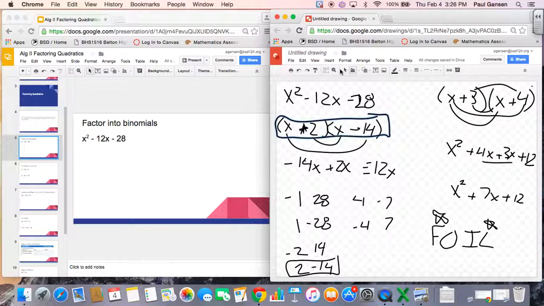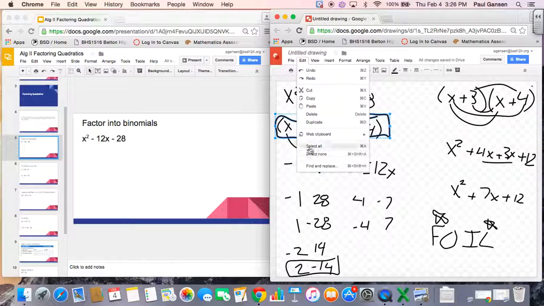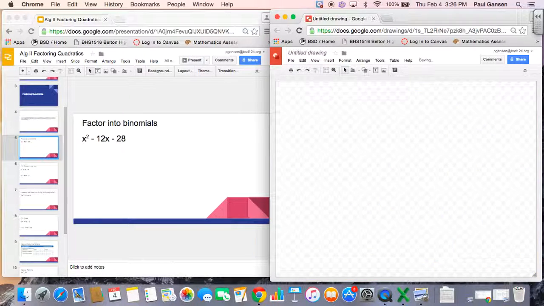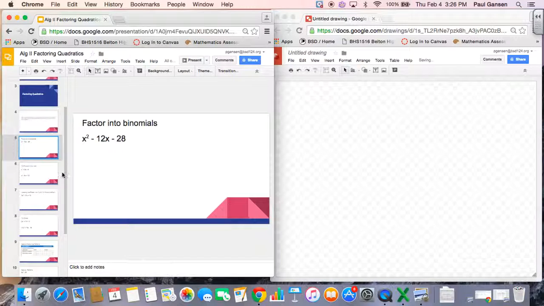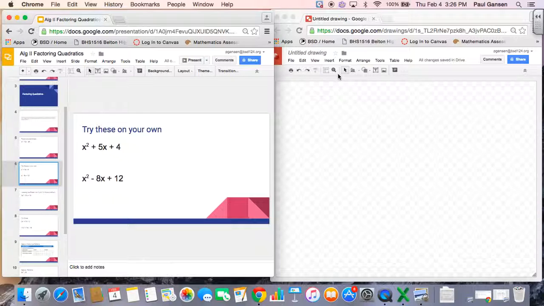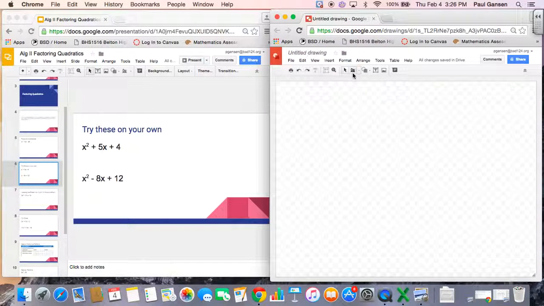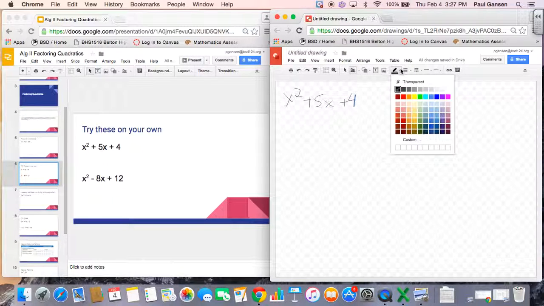Okay. Let's get this cleared off, and then we will do another example. We'll do a handful of examples actually. Now that was the very bare bones. That was the basics of how you do this. Now there are some advanced techniques that allow you to do this a little more quickly. Let's say we have x squared plus 5x plus 4. I need to get my thickness back on this.